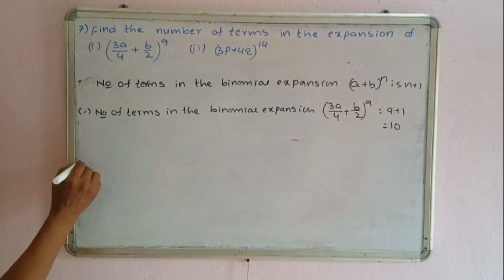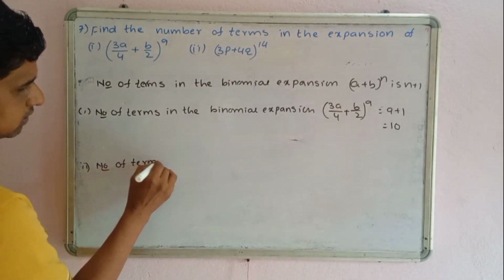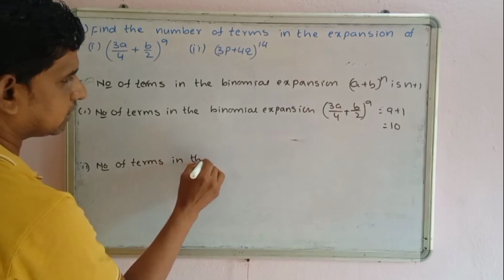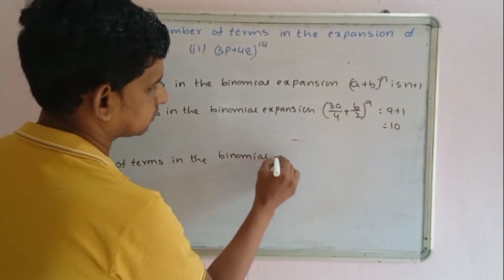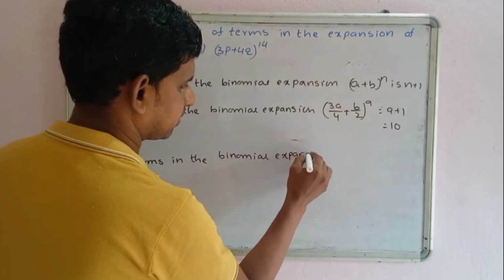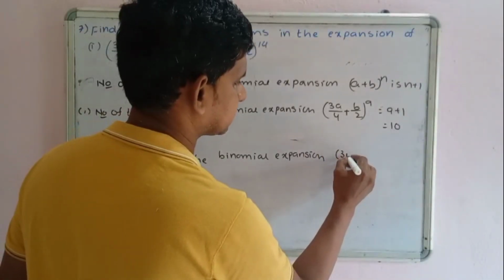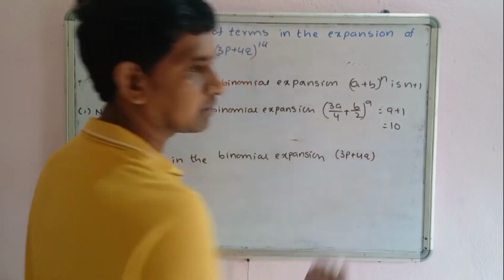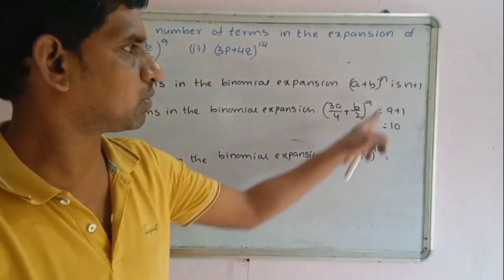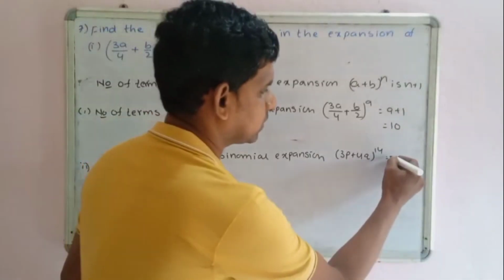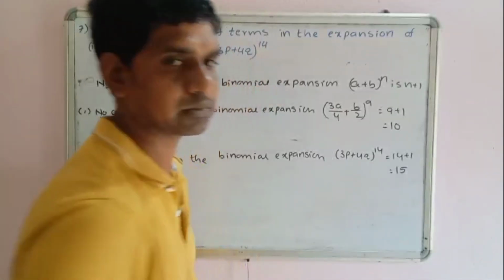Second one, the number of terms in the binomial expansion of (3p + 4q) whole power 14. Same concept. (a + b) whole power n has n plus 1 terms. So here 14 plus 1, that is 15.